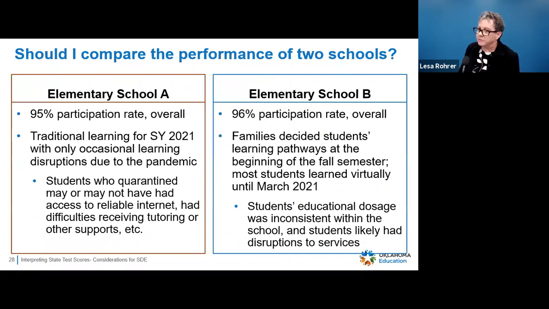So here's two scenarios, elementary school A and elementary school B. You'll notice that they both had the participation threshold met, so we can check that one off. But if we dig a little deeper, their conditions of learning were different. So that also matters. In school A, they had traditional learning for school year 2021 with only occasional learning disruptions due to the pandemic. Now then, students in quarantine may or may not have had access to reliable internet, and they may have had difficulties receiving tutoring or other supports. Whereas school B, families decided students' learning pathways at the beginning of the fall semester. Most students learned virtually until May 2021. Students' educational dosage was inconsistent within the school, and students likely had disruptions to services. So both of these conditions were not comparable.